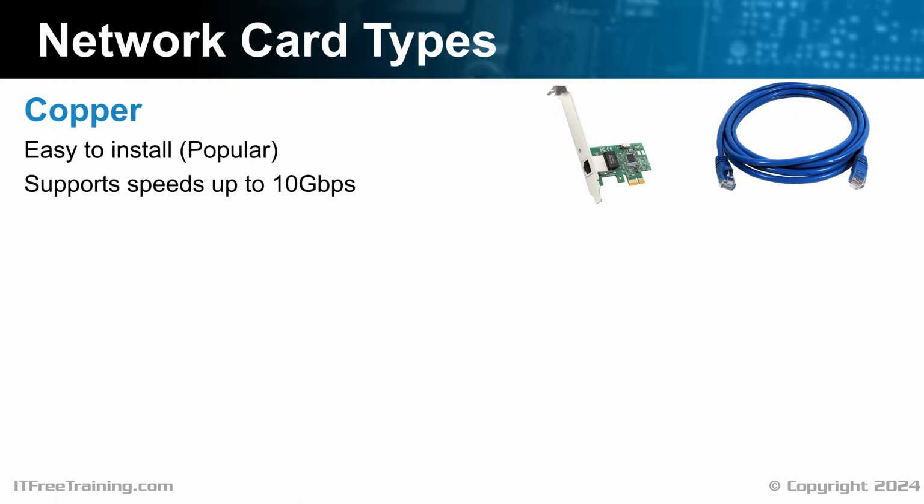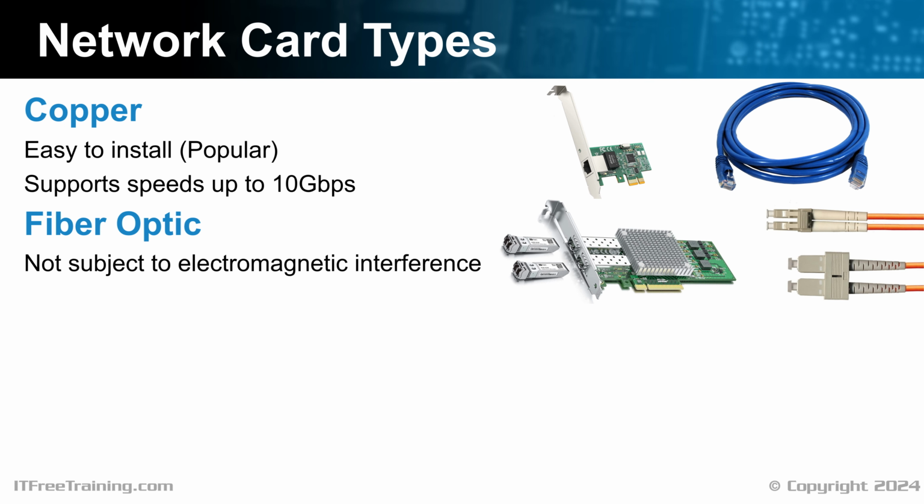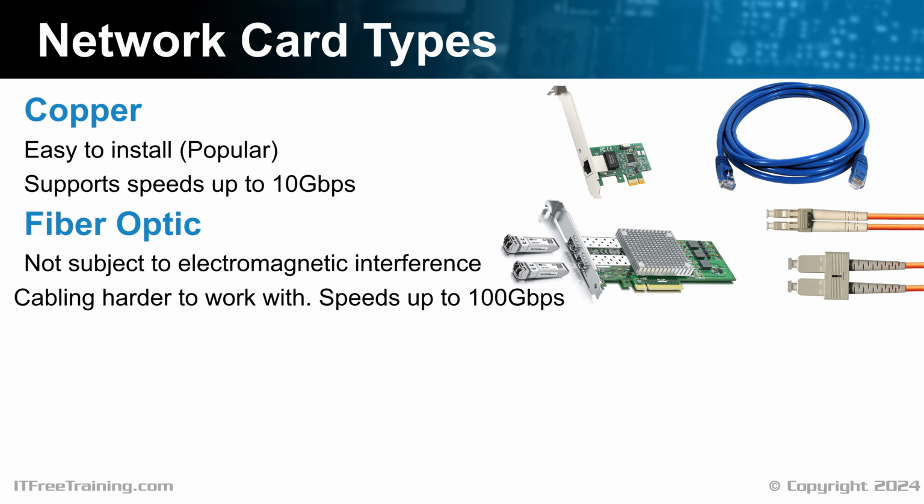The next type of cable you may come across is fiber optic. Fiber optic cable is not subject to interference as copper cable is. Since the cable contains glass or plastic, it is harder to work with. However, it does support speeds up to 100 gigabits per second. Fiber optic is a lot more expensive than copper. Given that it is also harder to work with, you generally find it used in server rooms and for telecommunication lines. For connecting desktop workstations, copper is generally used.